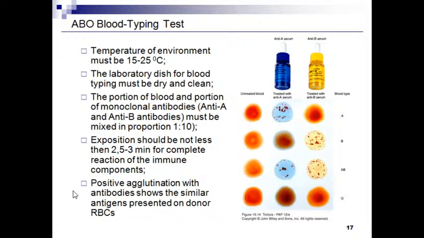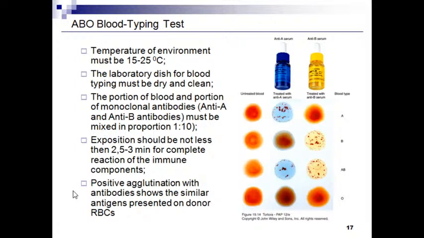Temperature of the environment must be from 15 to 25 degrees. The laboratory dish for blood typing must be dry and clean. This is very important to avoid pollution and dilution of the reagents with water or any other liquid. The portion of blood and portion of monoclonal antibodies must be mixed in proportion 1 to 10. It means one portion of blood should be combined with a 10 times larger portion of antibodies.